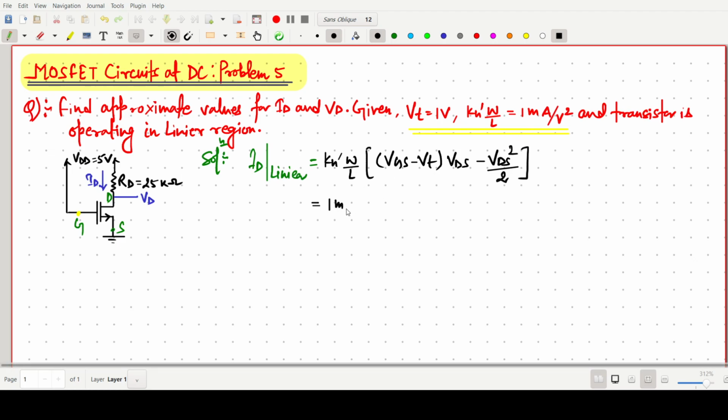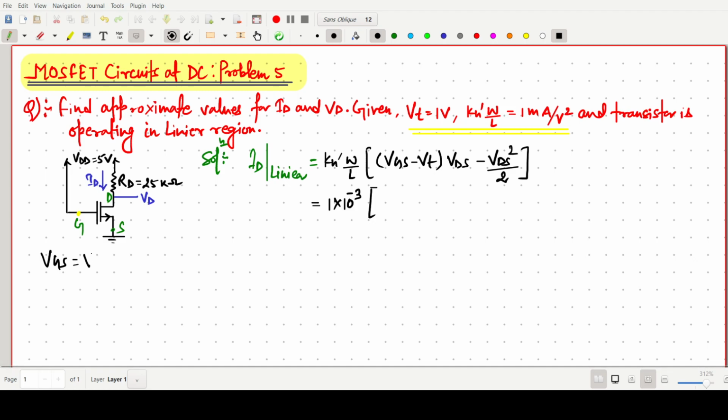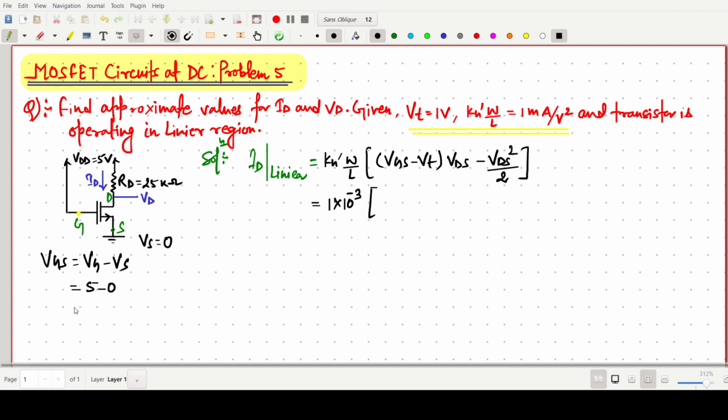I am writing 1 milliampere, or better to write 1 into 10 to the power minus 3, for K'n W by L. The VGS value is simply our 5 volt. Here VGS is VG minus VS. VS is grounded, so VS is 0 volt, and this VG is connected to this 5 volt. So simply this one is 5 minus 0, so this value will be 5 volt.